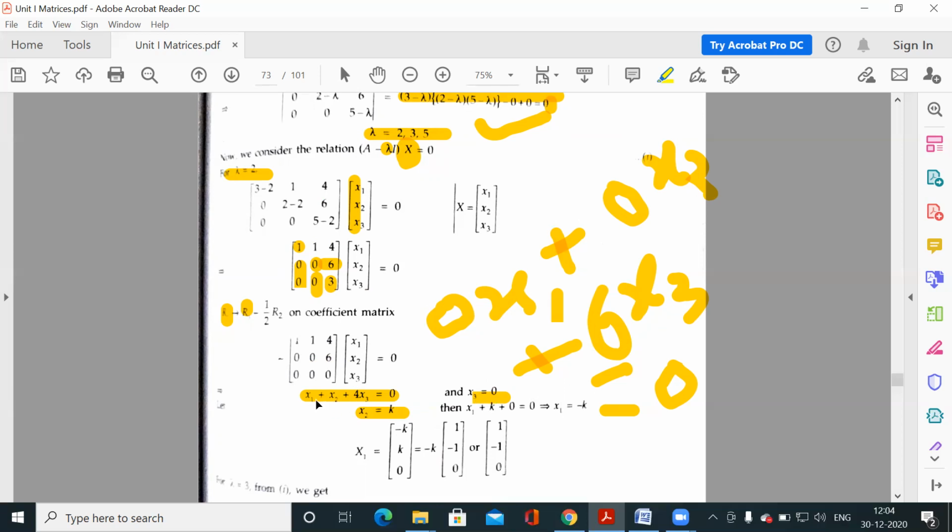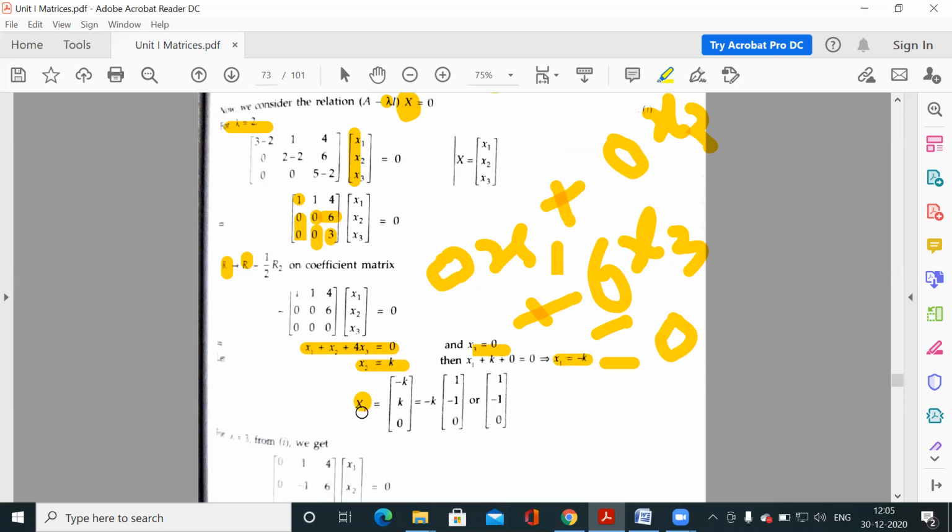So there is no problem, because out of these two variables, you can make one an independent variable, but not x3. So either x1 or x2. So we have set x2 as k. So if x2 is k, x3 is 0. So substitute here: x3 is 0, x2 is k. So what is x1? x1 is minus k.